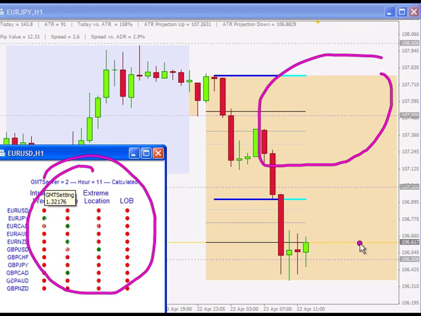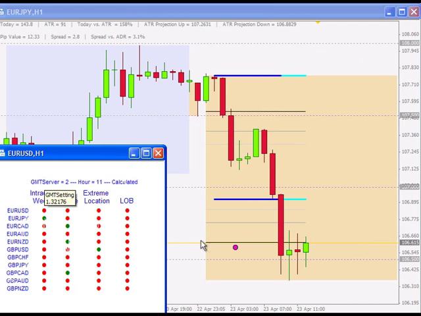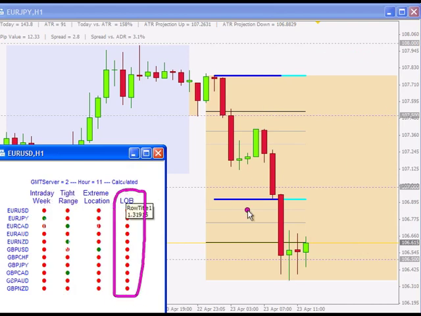Okay, so every morning as the London market opens up, just take a quick look to see if there is any specific currency pair printing a red dot, and if so, you may get a London Open breakout opportunity in that specific currency pair. Okay, very, very convenient.